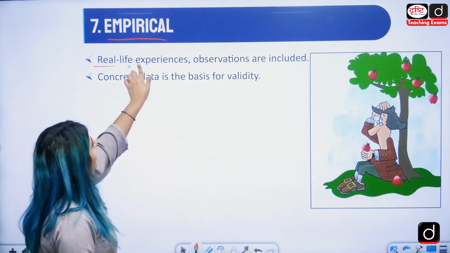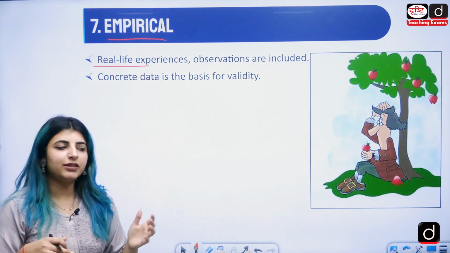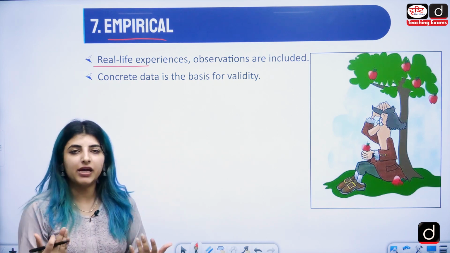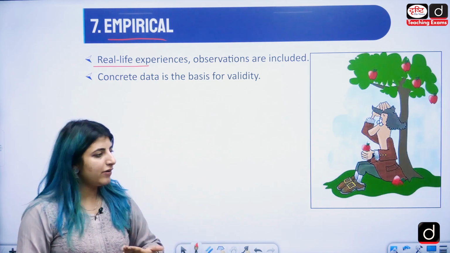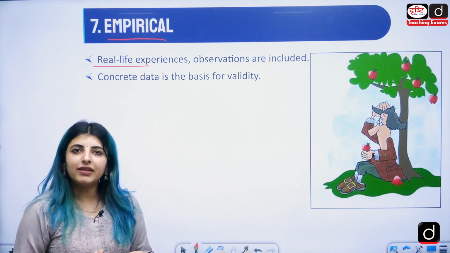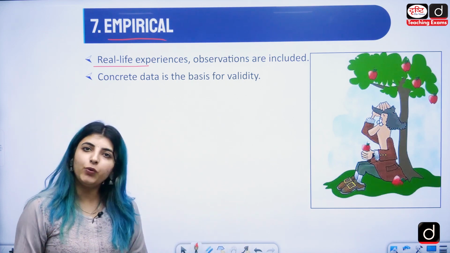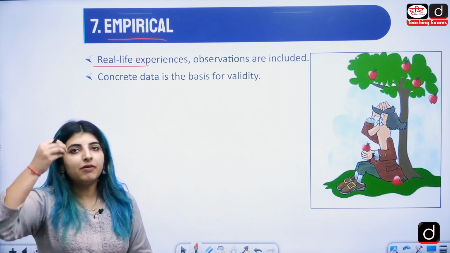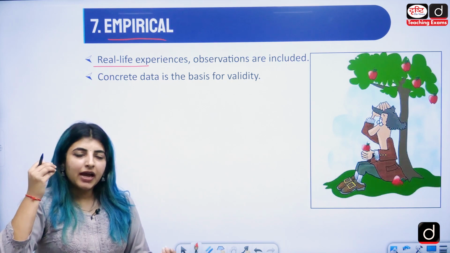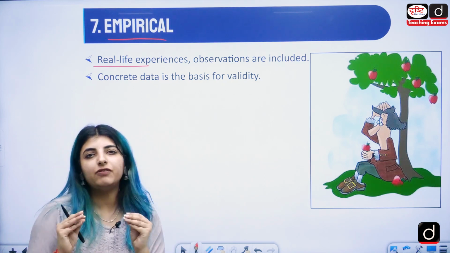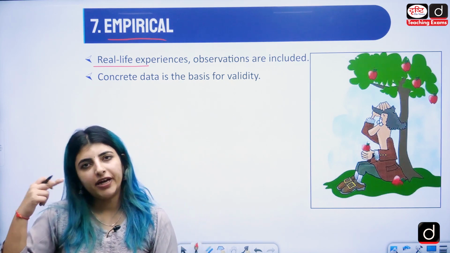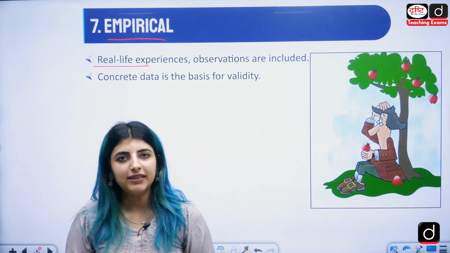Correct? So real life experiences, observations, whatever you feel in the outside world around you. If I'm walking on the wet floor, I fell down. That's the observation that I made, that the next time I will not be doing the same thing. Correct? If I'm having a headache and I take medicine for it, I know that this thing has relieved me from my headache the first time. Again, if I feel कि मुझे headache हो रहा है, मैं दोबारा से वो medicine ले सकती हूँ.